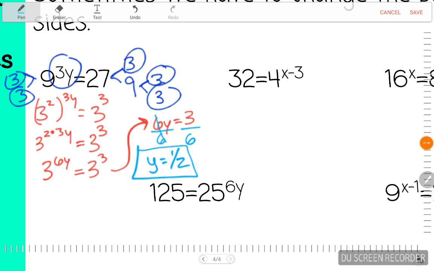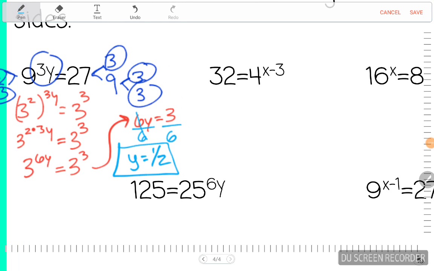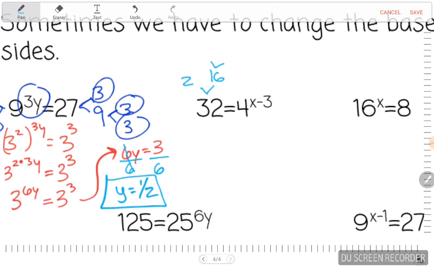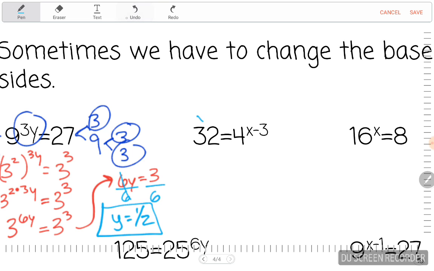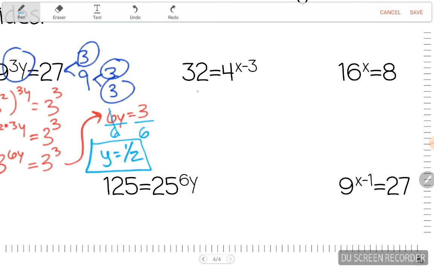Same thing for this next problem. So I need to rewrite these. 32 I can't write as a 4. I could write it as a 2. I could break this down. It's 2 times 16. 16 would be 2 times 8. 8 is 2 times 2 times 2, right? I already know 8 is 2 to the 3rd, so I could just try to remember that 32 is going to be the same as 2 to the 5th power.